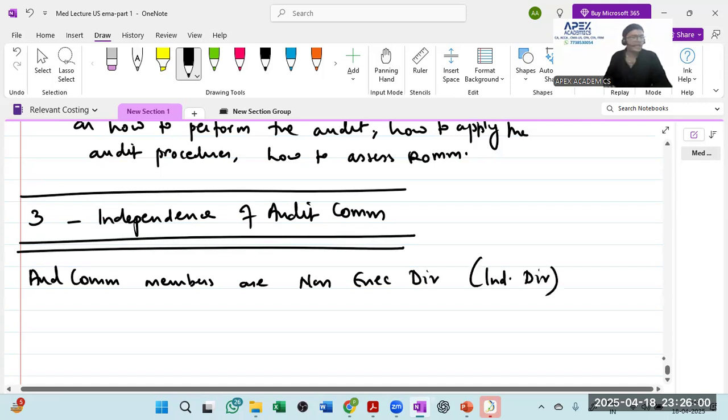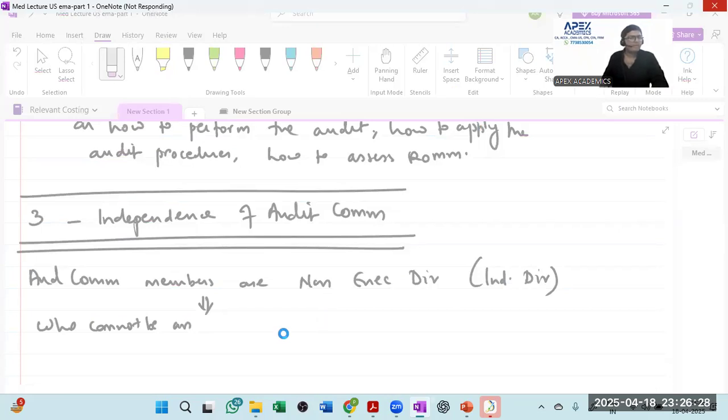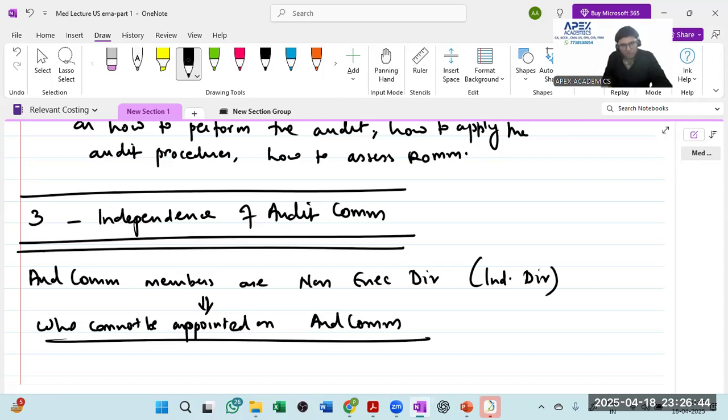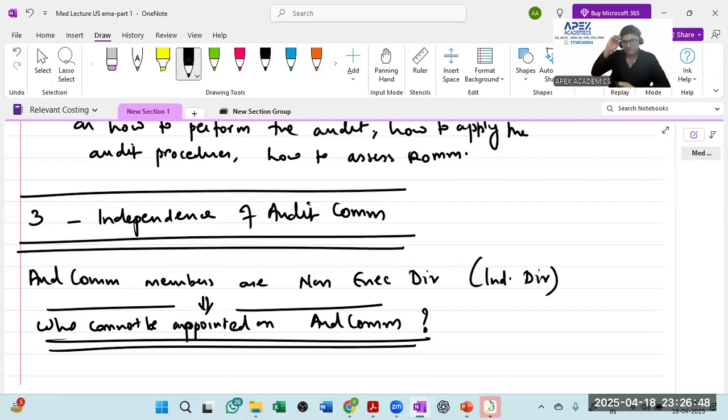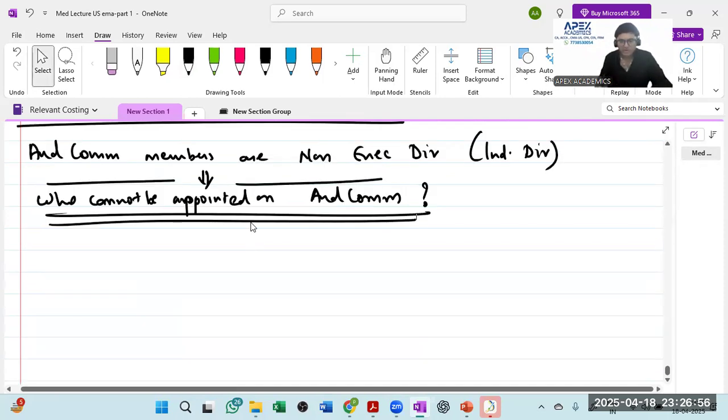They are independent directors. So the question is, who cannot be appointed on the audit committee? Please consider this.